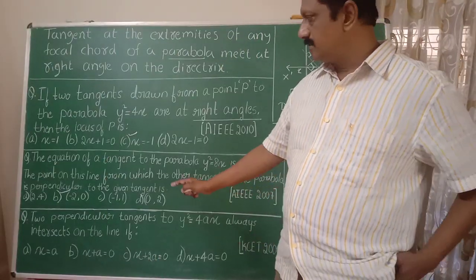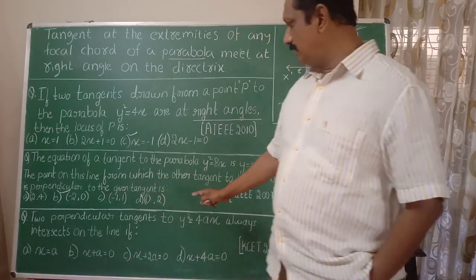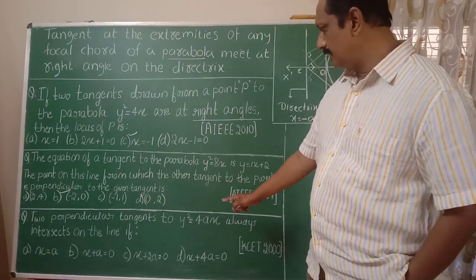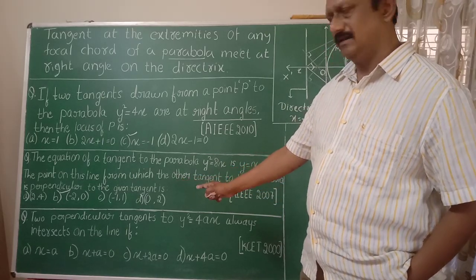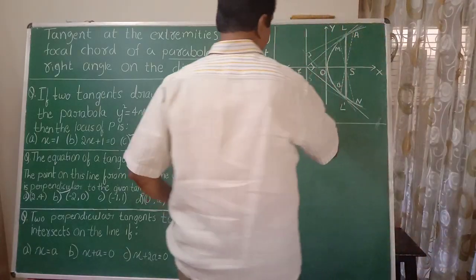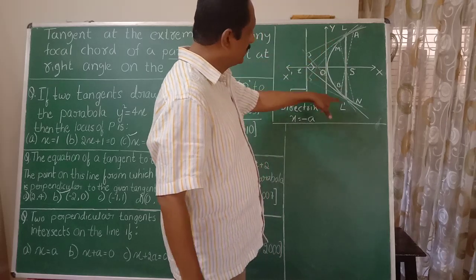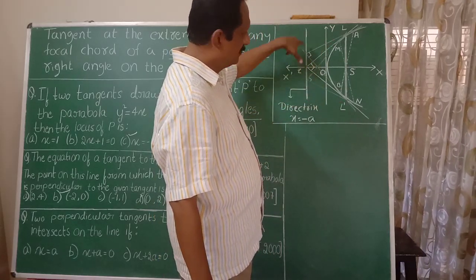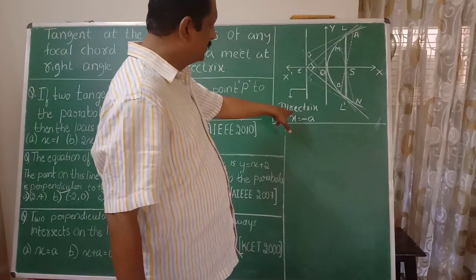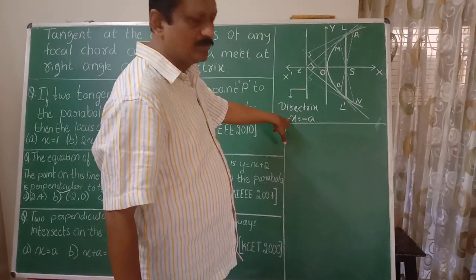So the third example: two perpendicular tangents to the parabola y square equal to 4ax always intersect on the line. So just observe here. Two perpendicular tangents always intersect on the line called the directrix. The equation of the directrix is x equal to minus a.